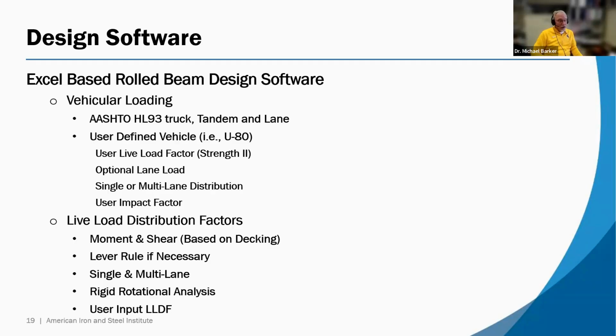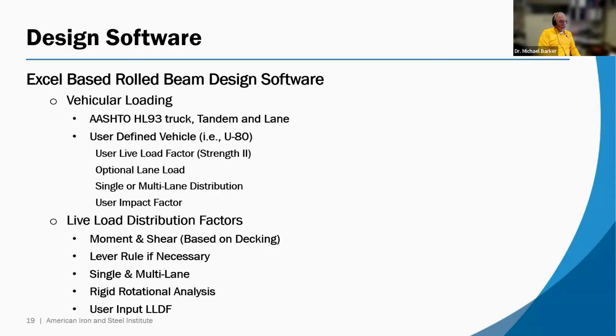We may or may not want to put an optional lane load with that state specified or county specified vehicle. We can say, hey, that truck is so big, it's only going to be on the bridge by itself. So we use single lane distribution factors, or we can use multiple lane, and we can even change the impact factor for those. And then, of course, it does a line girder analysis, which means it estimates the total dead, wearing surface, and live loads on a single girder and designs that girder.